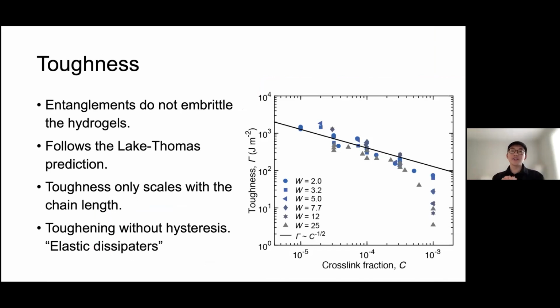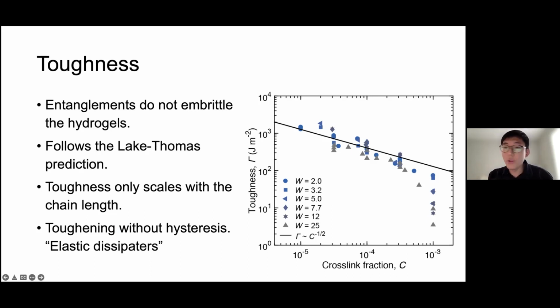So, and we measured the toughness. We changed again the value of W and value of C and measured the toughness and plotted in this plane. As you can see here, there is very limited dependence on W. W refers to the density of entanglements. So we can see that the toughness does not change according to the density of entanglements.